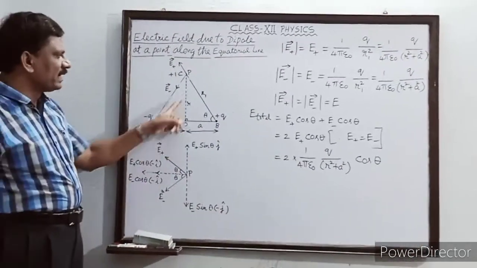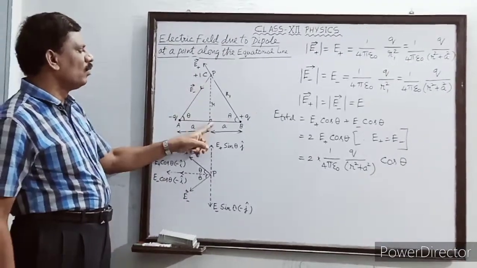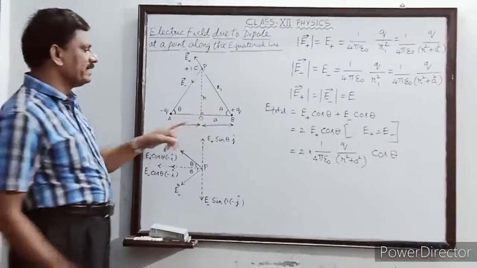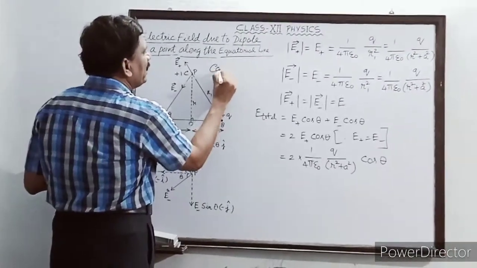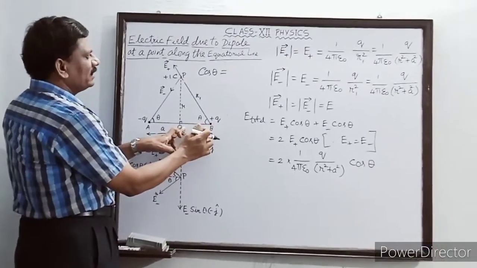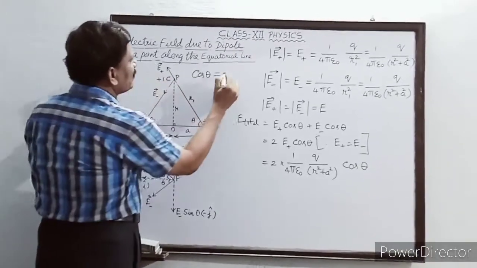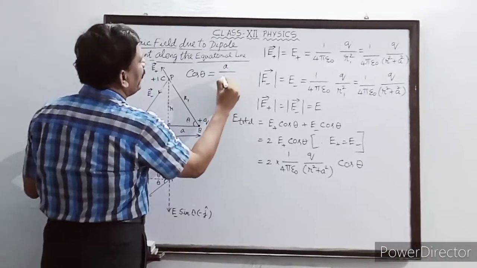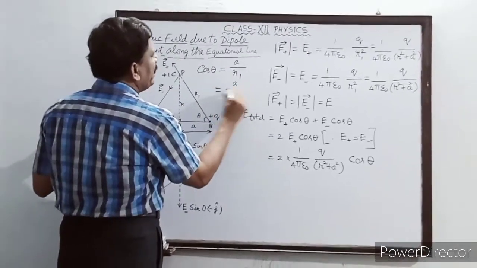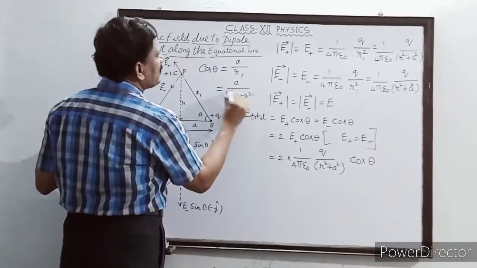Now in this picture you see that in any right angled triangle like OAP or OBP, what is cos of theta? Cos theta is equal to adjacent side A divided by hypotenuse. So this is equal to A divided by R1, and this can be written as A divided by square root of R square plus A square.